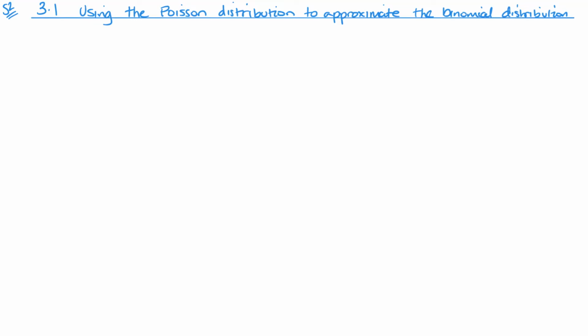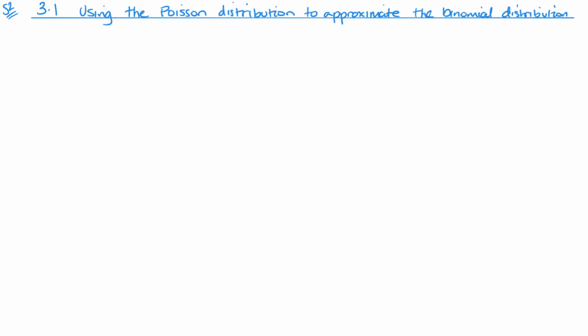Welcome back to this video on S2. Today we're looking at using the Poisson distribution to approximate the binomial distribution. And over the next few videos we will be looking at other approximations.